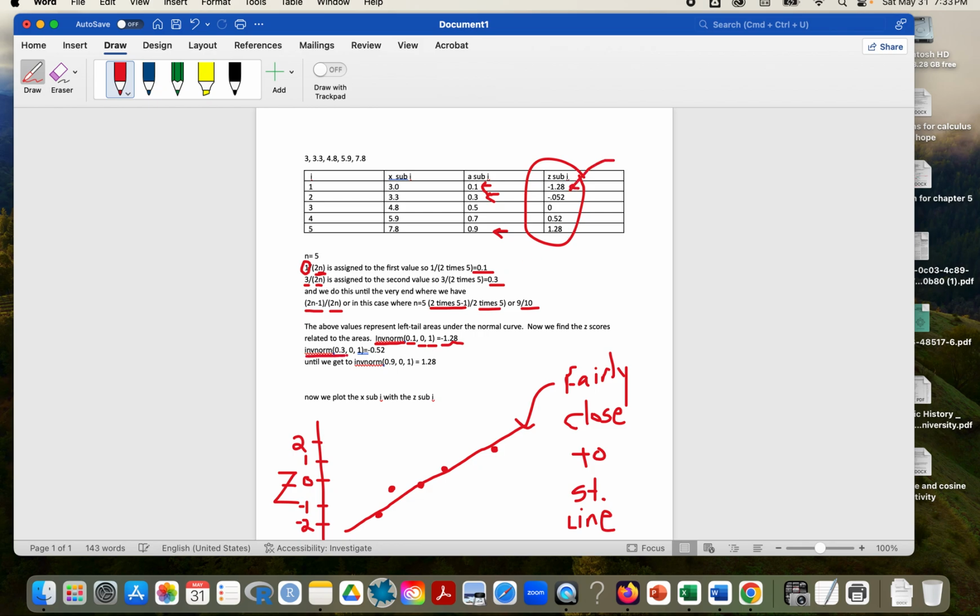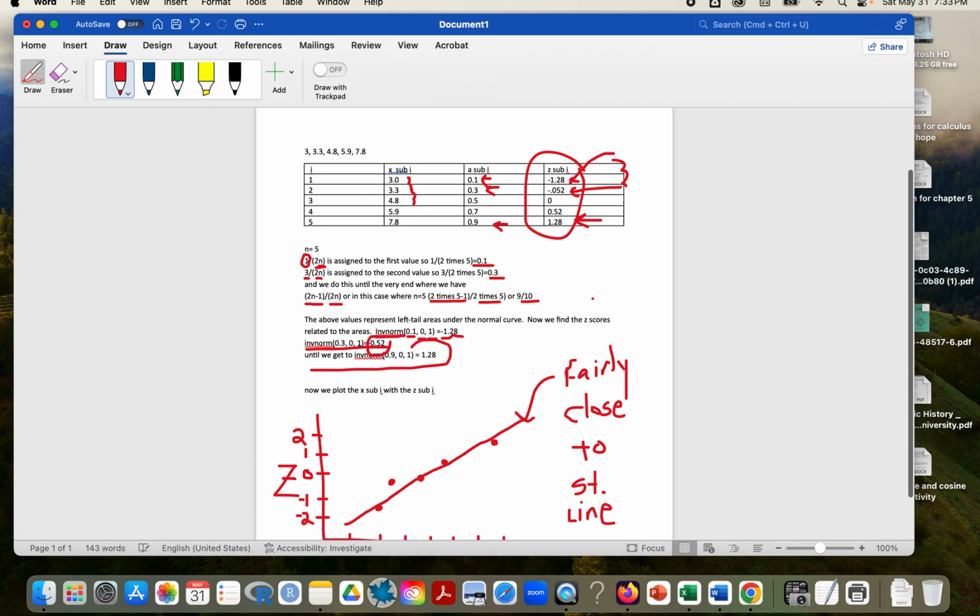Now we do invNorm of 0.3. We're on the left-hand side of the normal curve. Our mean is 0, our standard deviation is 1, and we are taking up 0.3 of the area, and we're at negative 0.52. We're trying to see whether the spacing between these values matches the spacing between these values, and that determines whether we've got a straight line or not. We do that all the way until we get to invNorm of 0.9, 0, and 1, and we get 1.28.